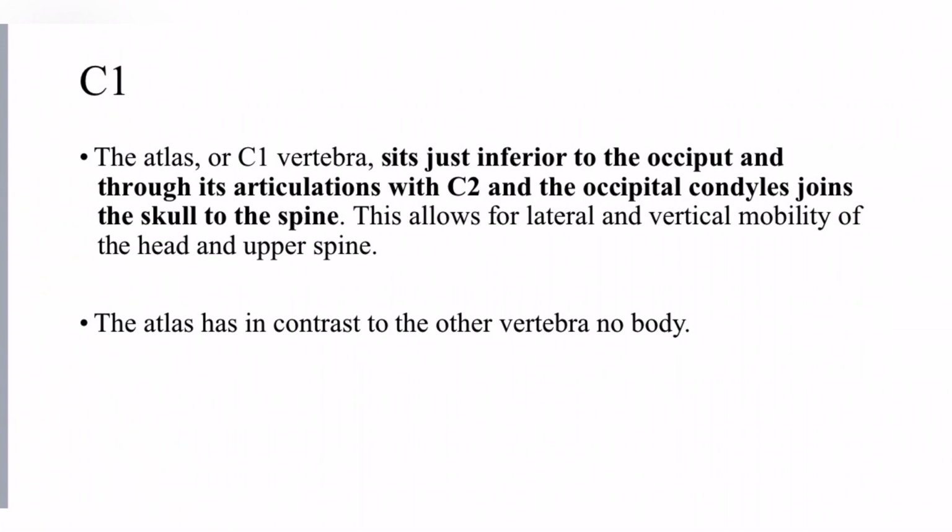At the beginning, C1, or the atlas, sits just inferior to the occiput and, through its articulations with C2 and the occipital condyles, joins the skull to the spine. This allows for lateral and vertical mobility of the head and upper spine. The atlas has, in contrast to the other vertebrae, no body.